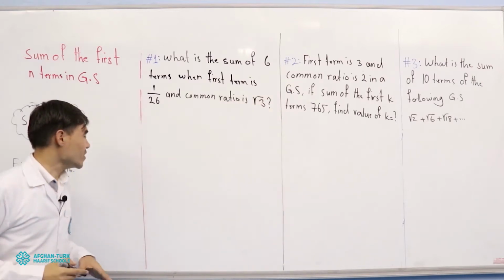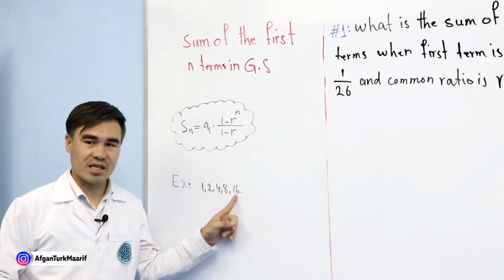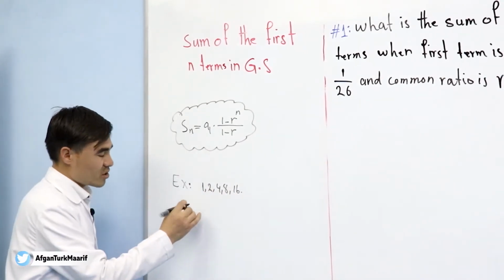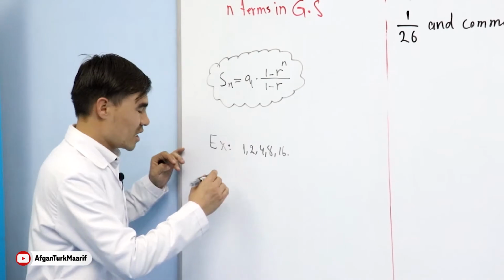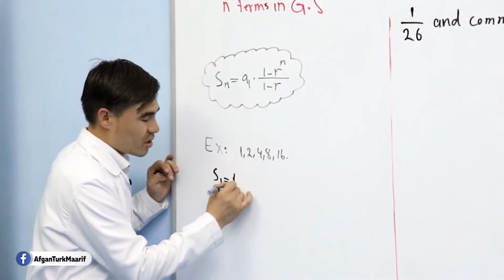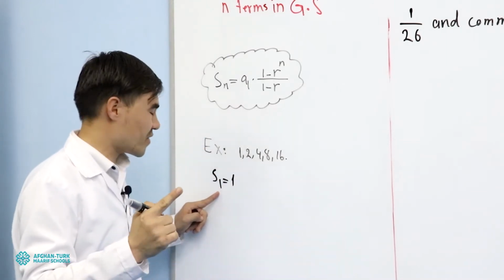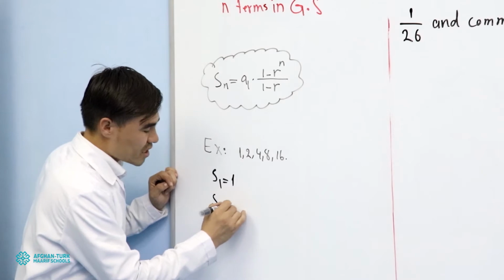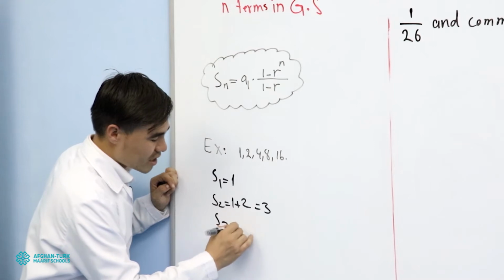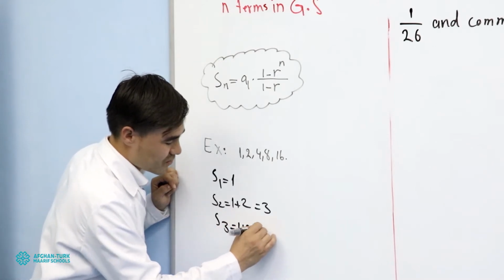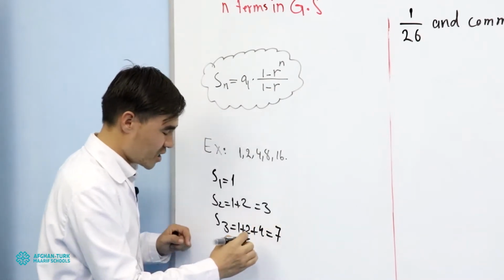Dear students, suppose we have ordered numbers like 1, 2, 4, 8, and 16. If the question wants us to find the sum of some terms of this kind of sequence, S1 is equal to 1. What does it mean? It means it wants us to find the sum of the first term. And S2 is 1 plus 2, which is equal to 3. S3 is equal to what? 1 plus 2 plus 4, which is 4 plus 2 equals 6, and 6 plus 1 equals 7.